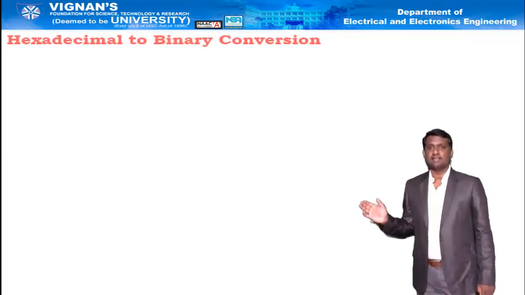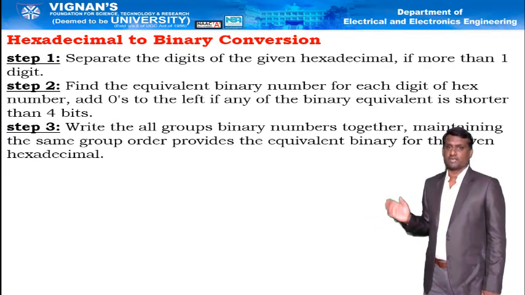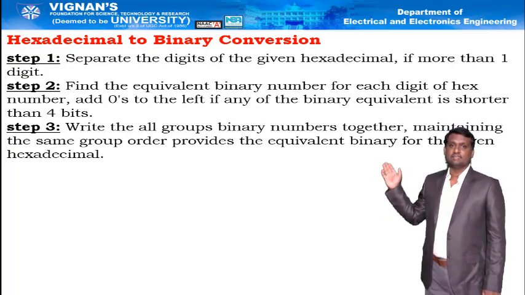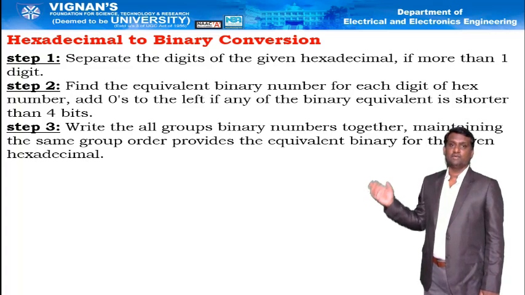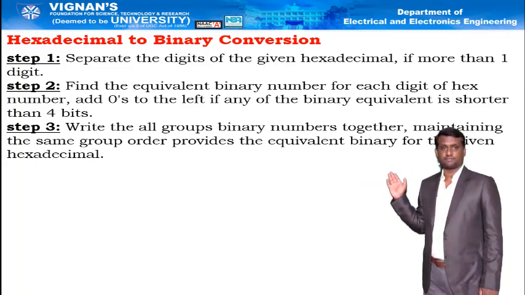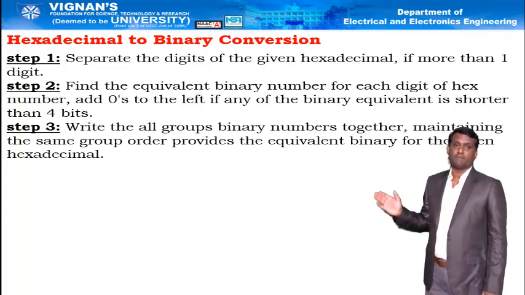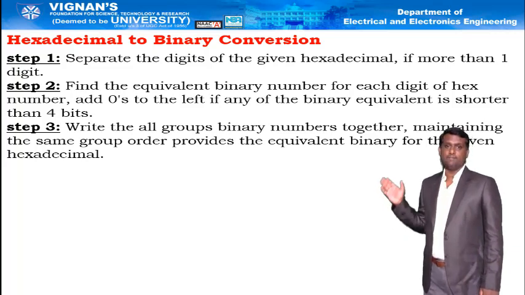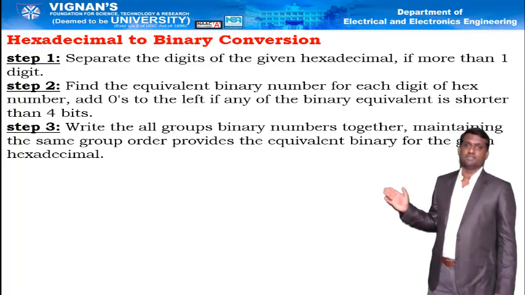The second one is hexadecimal to binary conversion. Here we have to follow a few steps. The first step is to separate the digits of the given hexadecimal number if there is more than one digit. Second step, find the equivalent binary number for each digit of the hexadecimal number, adding zeros to the left if any binary number is missing. Third step, write all the groups of binary numbers together, maintaining the same group order, which provides the equivalent binary for the given hexadecimal number. We will see that with an example.